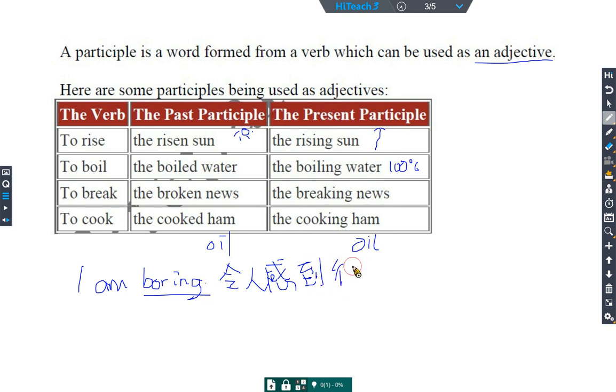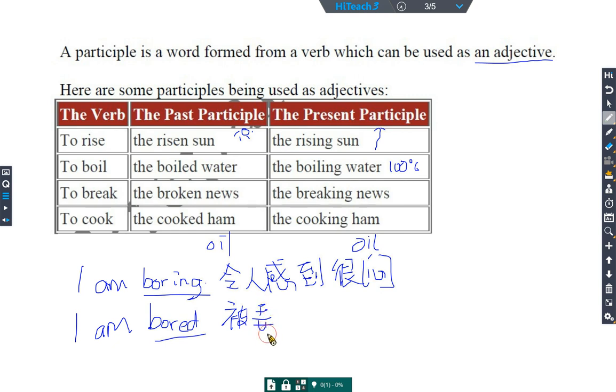So how do I say it in the correct way? You can say, oh, the teacher is boring. Oh, we can say, staying at home is boring. But don't say I'm boring. How do you say it correctly? 我很闷. You have to say I am bored. So if I use the past participle here as the adjective, it means it's not that I'm boring because the teacher is boring. So I am bored.